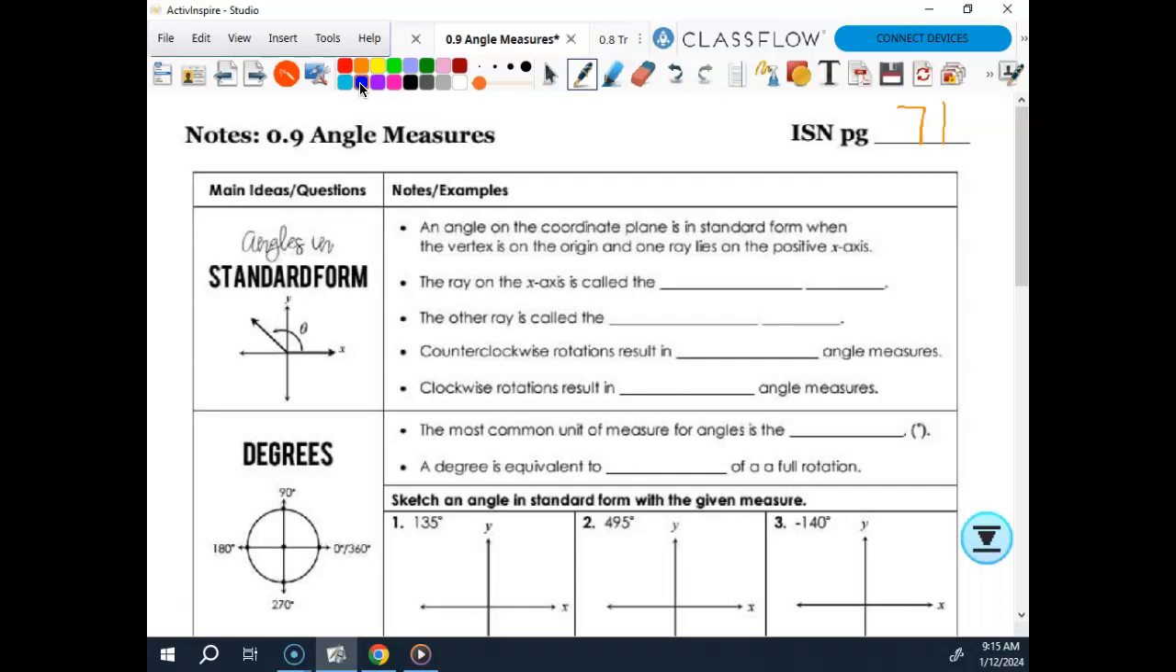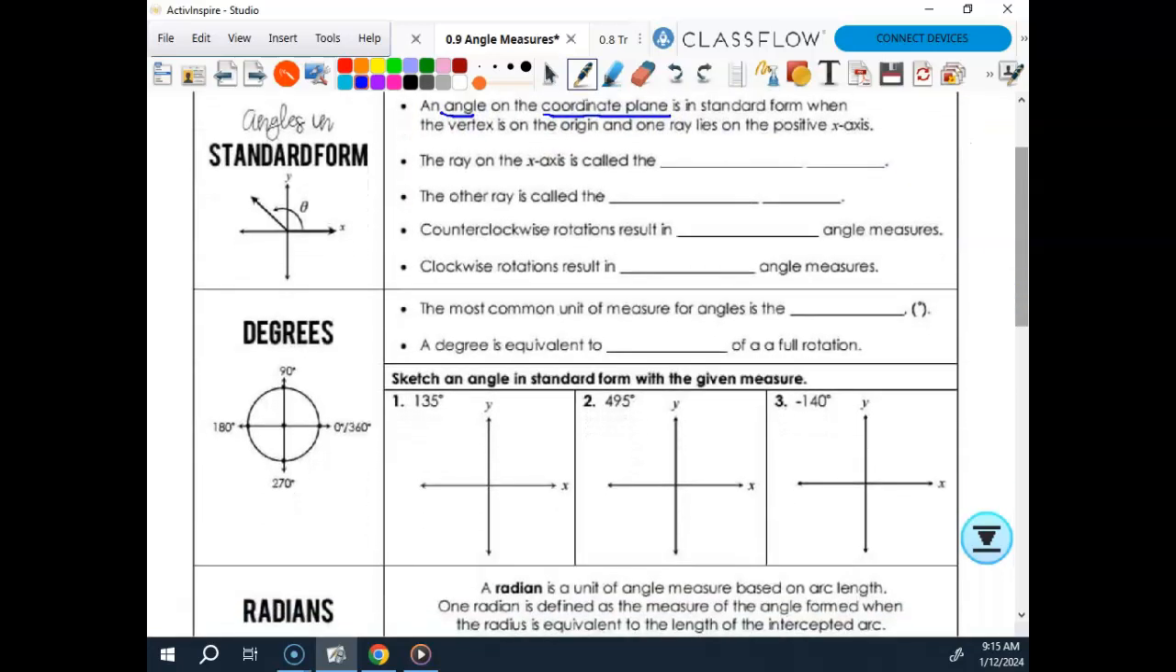You can graph them anywhere in the coordinate plane, but all we're really concerned with right now is in standard position. This says standard form over and over again, which is the same thing, but standard position to me makes more sense. So this says an angle in the coordinate plane, which means your XY plane that you are already so familiar with. In standard position, the vertex is on the origin and one ray lies on the positive x-axis. So when you look at this little thing over here, there's the origin, that's the vertex of the angle, and one ray is on the positive x-axis. Okay?